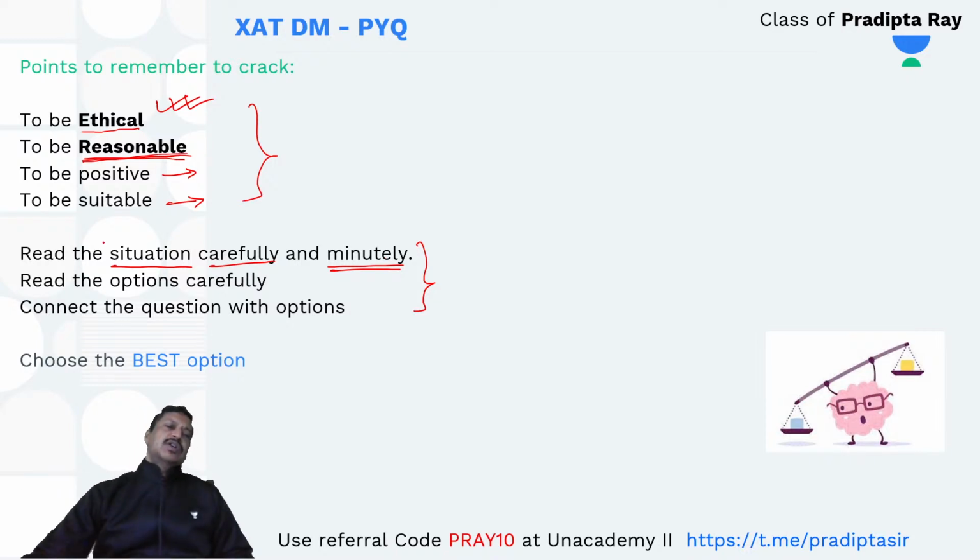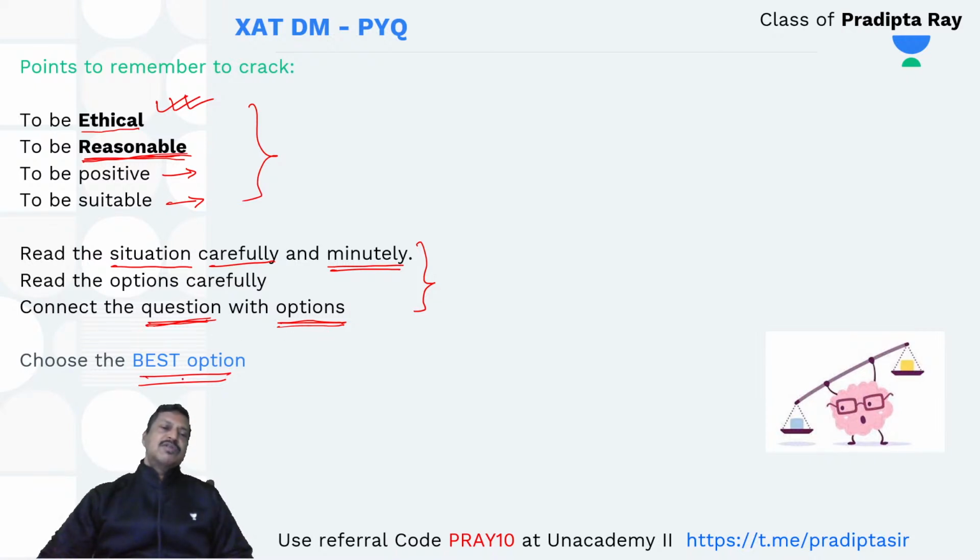Okay. And then options play a very important role, right? Why? Because out of the options, you have to choose the best option. So please remember that. You read the options, and then you have to connect the question with the options, because the question can have many answers. Generally they have five options. Out of the five options, what is the best option? That will be your answer. So please remember that.